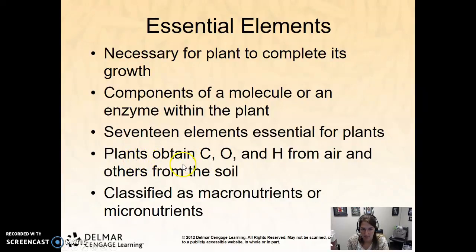And plants obtain carbon, oxygen, and hydrogen from air, and others from soil. And then there's 17 plant essential nutrients.